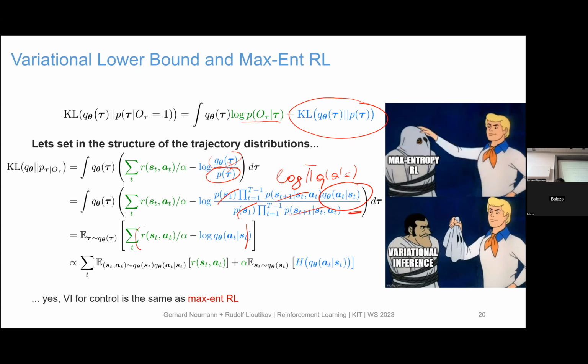So when we apply variational inference on approximating the posterior distribution of the optimal trajectory distribution, I mean this conditioned on the optimality event, then it is actually the following optimization problem. I want to find a trajectory distribution that first of all optimizes the return, the sum of the rewards, and at the same time optimizes or has this minus log Q in there.